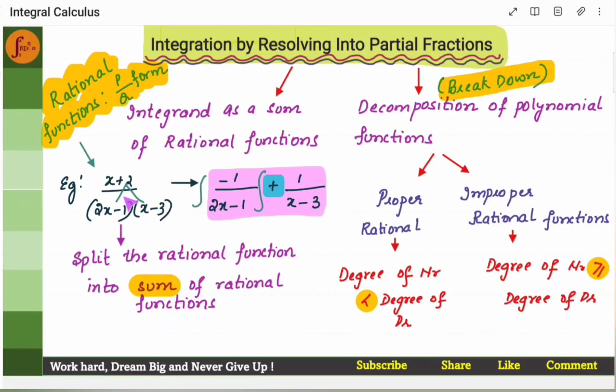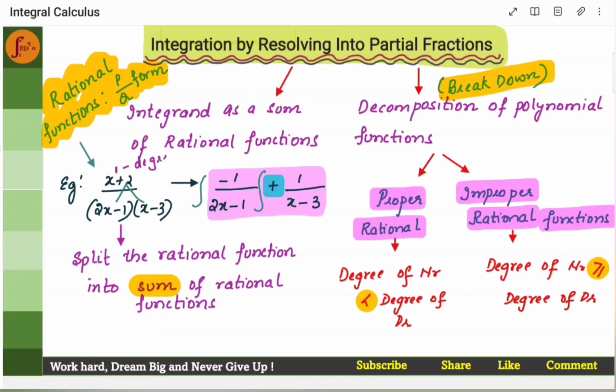When we have rational functions, there are two types: proper rational functions and improper rational functions. Now what is a proper rational function? If the degree of the numerator is less than the degree of the denominator, then it is called a proper rational function. What is the degree? Take this particular example. Degree is the highest power in that particular function. The degree of this function is 1. There's nothing written here, which means the power is 1. So degree is 1 here.